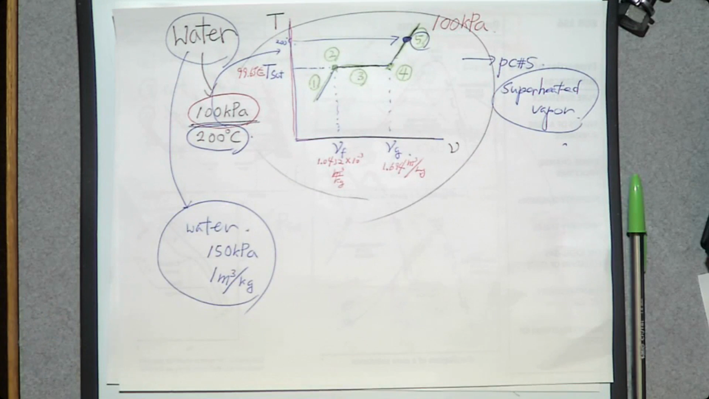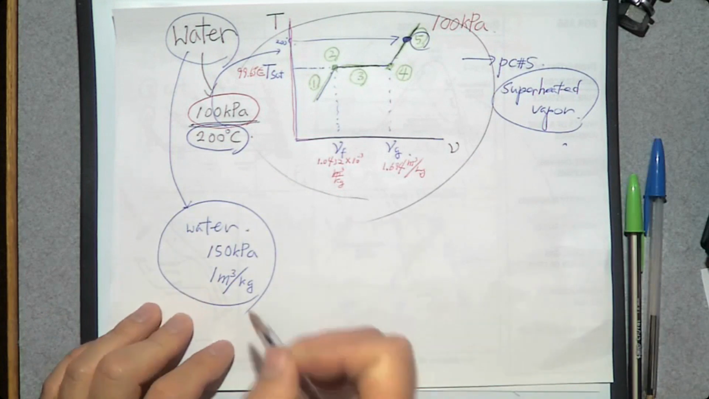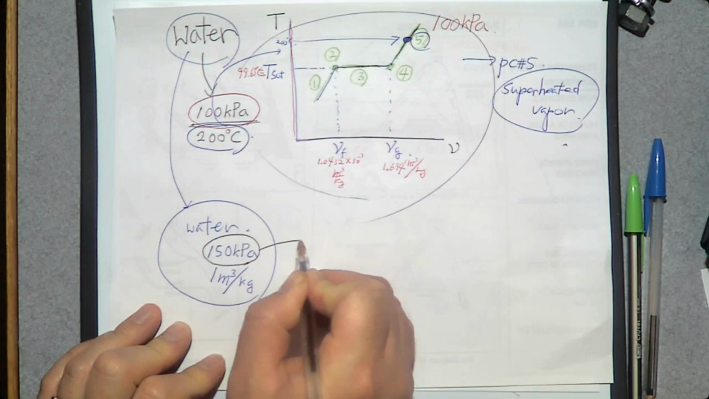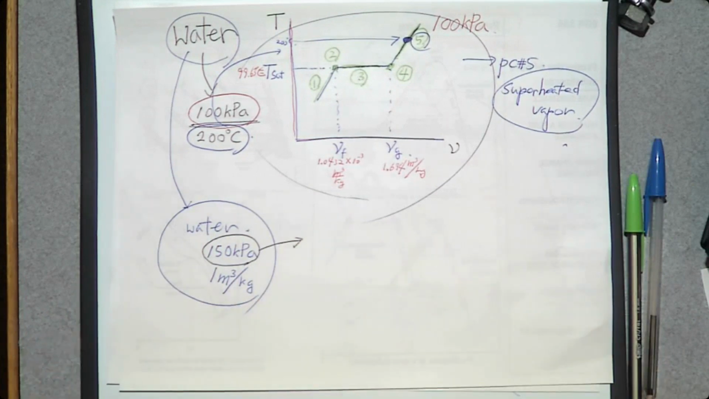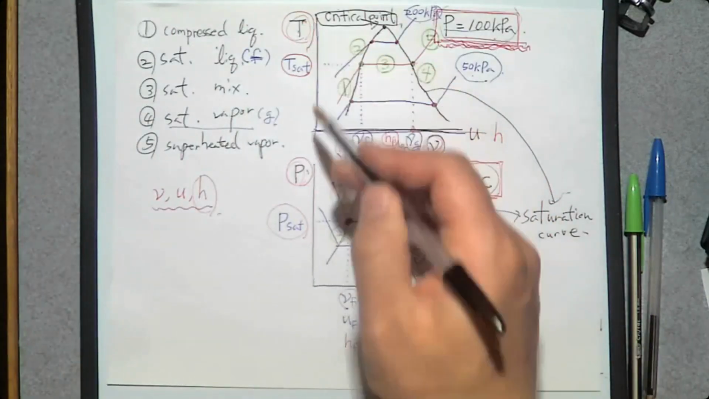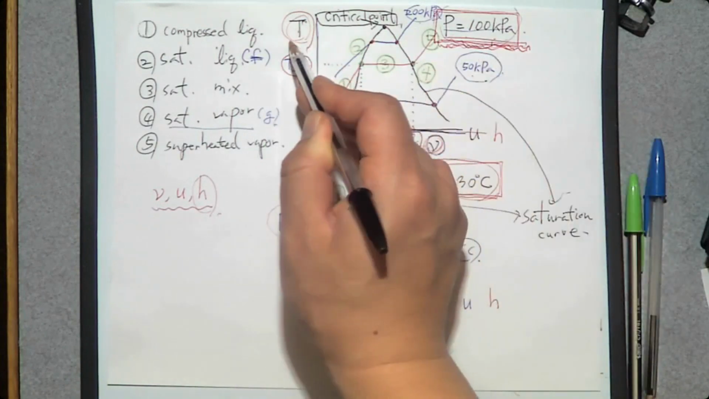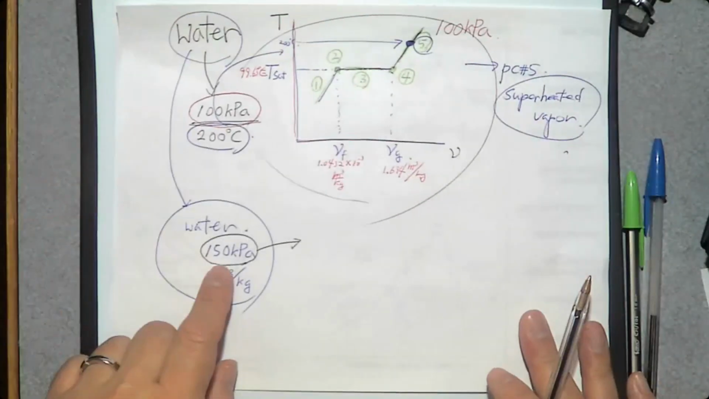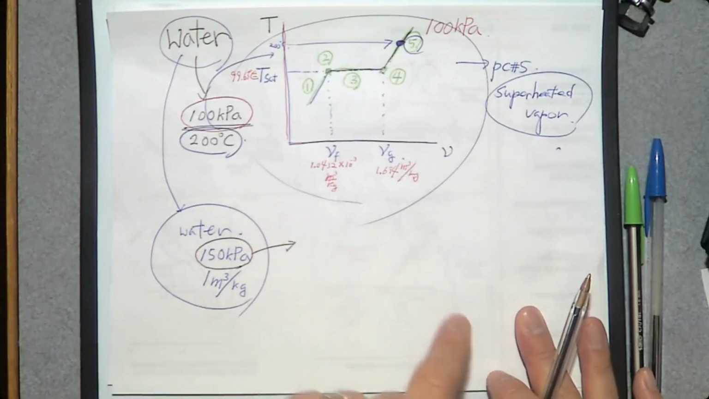Now we have no idea, right? So this time we are going to use TV diagram, okay? So we are going to use the first property that we know, 150 kilopascal. So let's make a property diagram. If we know pressure, what kind of diagram can we use? There are 2 of them, temperature and pressure. If you know pressure, it's going to be temperature. If you know temperature, it's going to be pressure. So since we know pressure, it's going to be TV diagram.